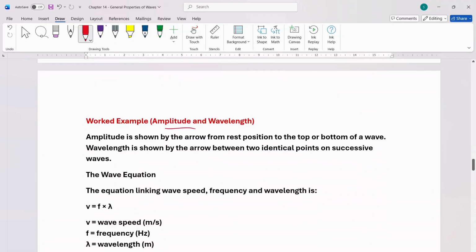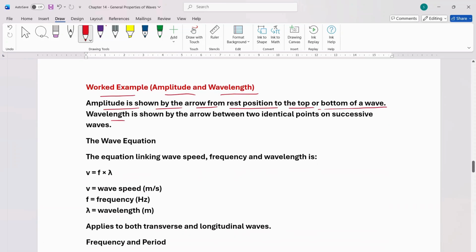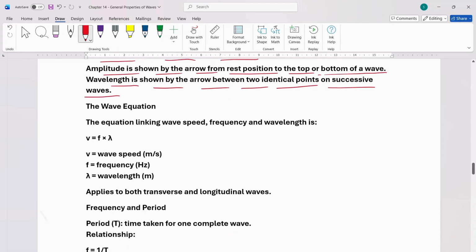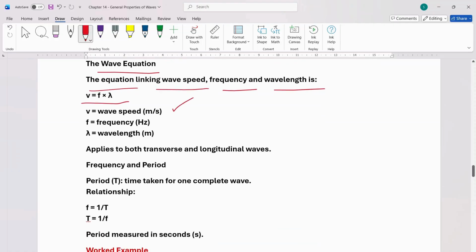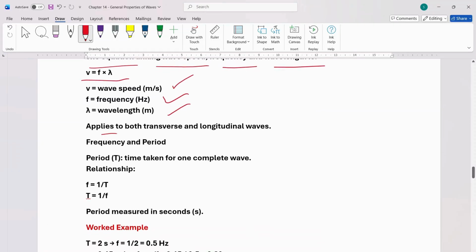Worked example for amplitude and wavelength. Amplitude is shown by the arrow from the rest position to the top or bottom of a wave. Wavelength is shown by an arrow between two identical points on successive waves. The wave equation linking wave speed, frequency and wavelength is v = f × lambda. v is the wave speed, measured in meters per second. f is frequency, its unit is hertz, Hz, and lambda is the wavelength, its unit is meters. This applies to both transverse and longitudinal waves.